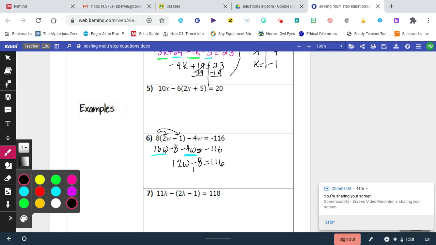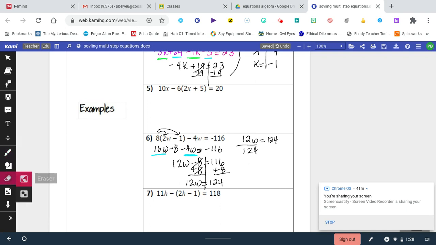And then you're going to add 8 to both sides. I just like drawing my line. So it's going to be 12W, or 12 times W, equals 124. I'm going to have to go up here and just rewrite it because I'm out of room. Divide both sides by 12. Oh, I wrote that wrong.